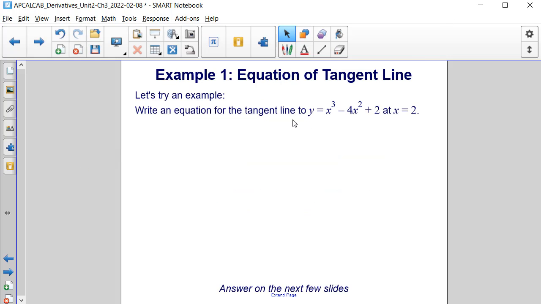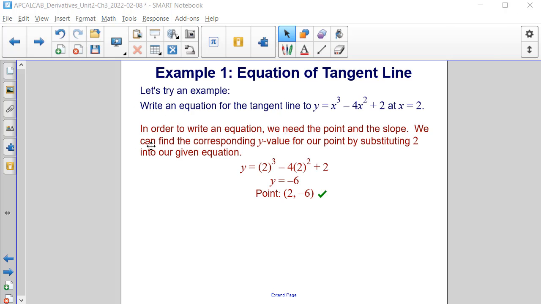Write the equation for the tangent line to y equals x cubed minus 4x squared plus 2 at x equals 2. In order to write an equation, we need the point and the slope. Well, we can find the y value for our point by substituting the given x value into the function. So we have 2 cubed minus 4 times 2 squared plus 2. We'll get 8 minus 16, that's negative 8, plus 2 is negative 6. So our point where we're going to have our tangent line is at (2, -6).